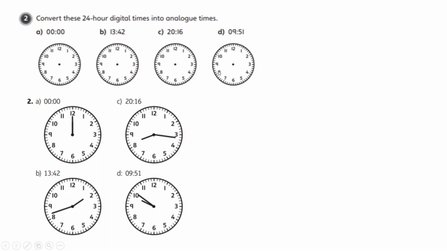And then for D, we have 9:51. So actually, we don't need to do any conversion. And we know that 51 is 9 minutes to. So it's 9 minutes to 10. So we look here, and the minute hand is on the 9 down here. So that's 9 minutes to, and the hour hand is just approaching the 10.